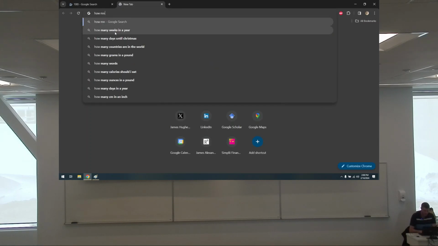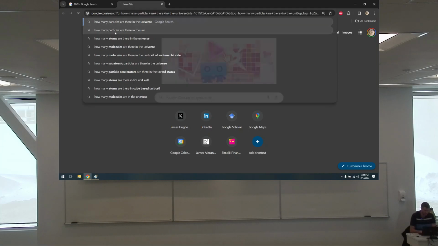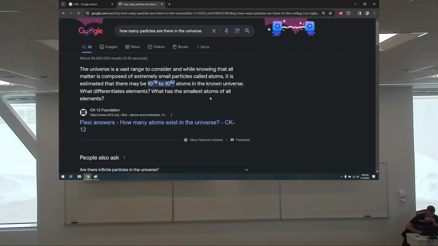How many are there in the universe? The universe is a vast range to consider, well, knowing that all matter is composed of extremely small particles called atoms. It is estimated that we are between 10 to the 78 and 10 to the 82 atoms in the known universe.